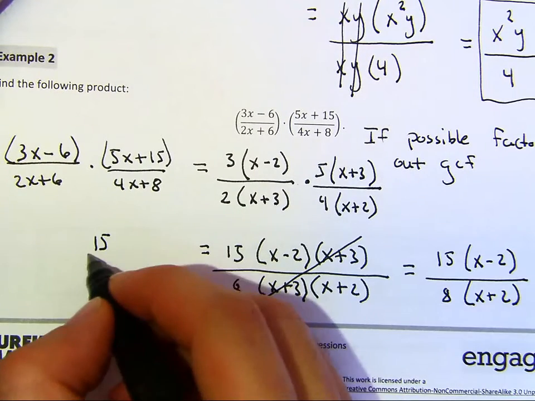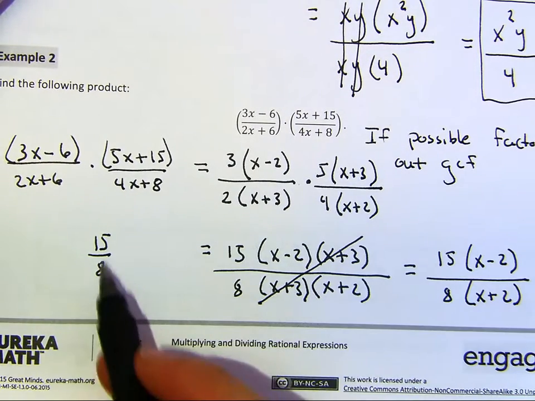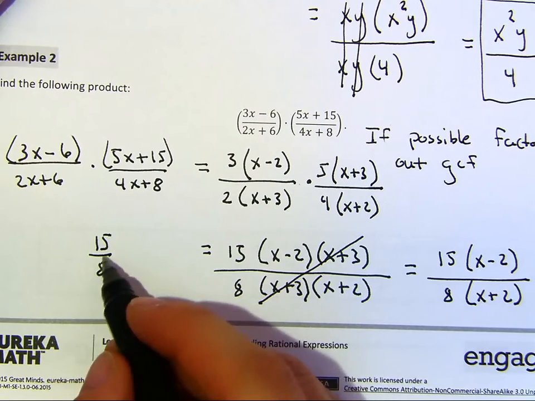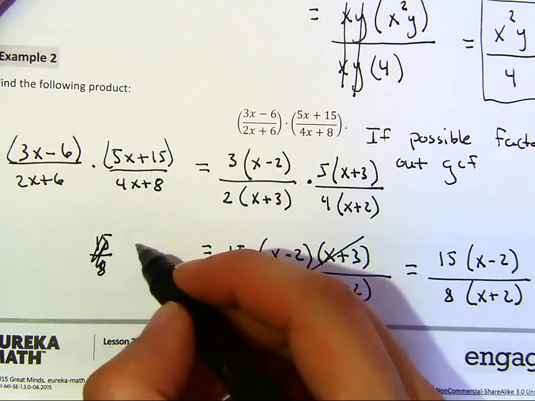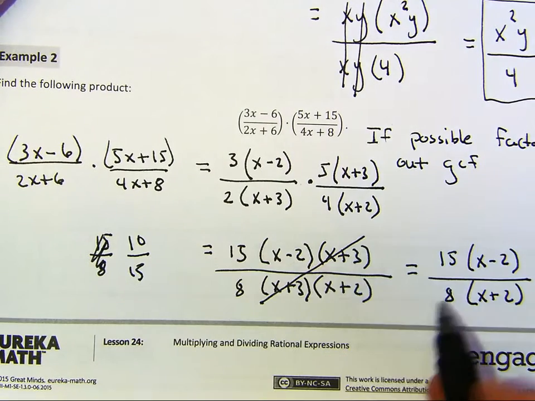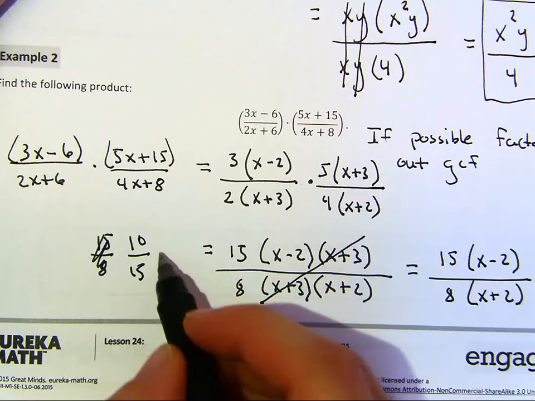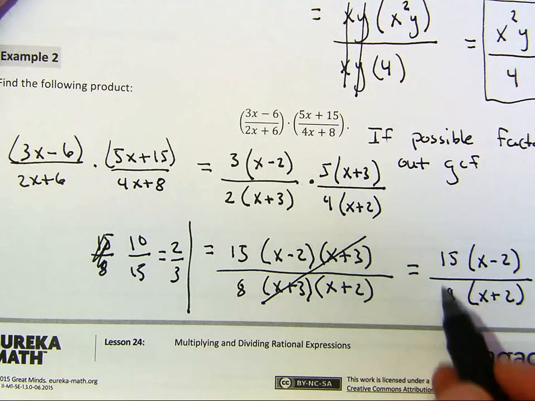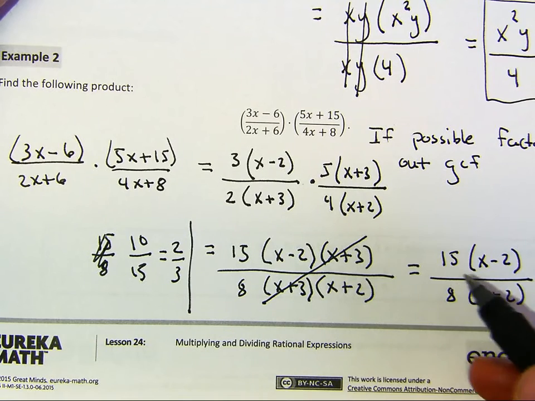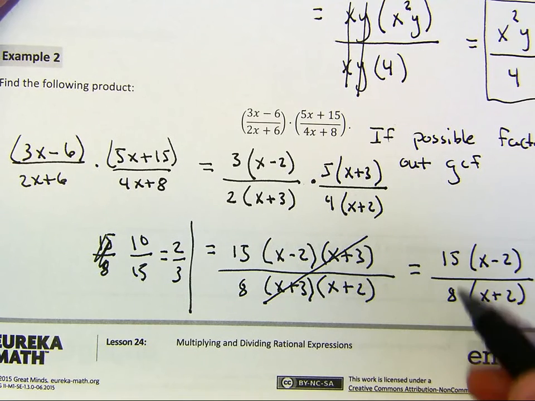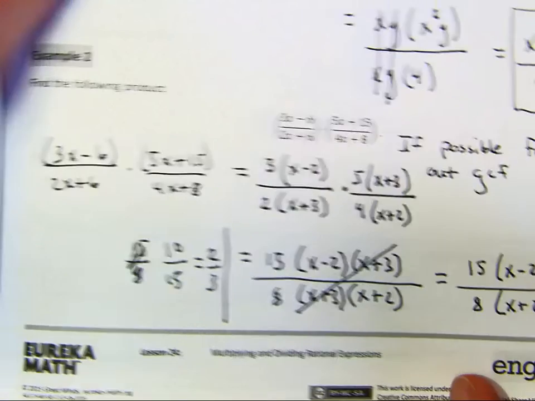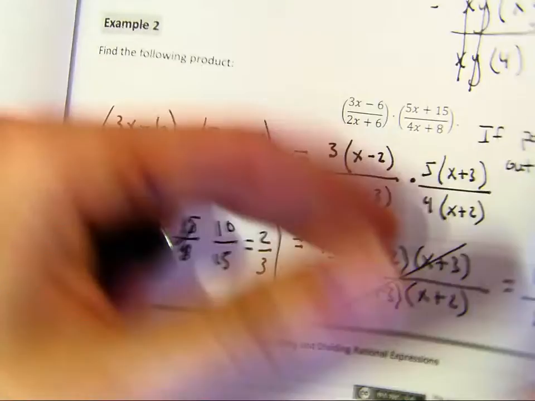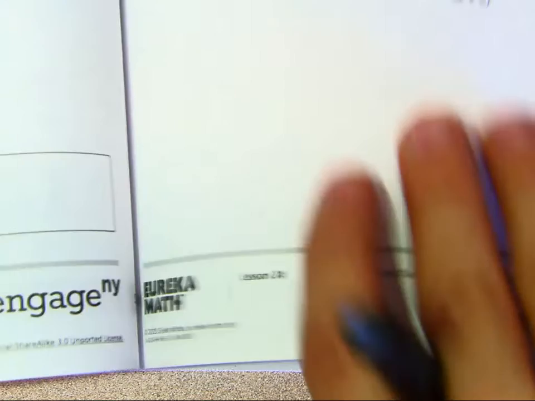And 15 over 8, can I simplify this fraction, 15 over 8? No, you can't. But let's say, for example, there was like 10 over 15, right? If here was 10 over 15, then I would have to simplify it to like 2 over 3, okay? But here you can't simplify 15 over 8 because the greatest common factor between the two numbers is 1. Okay, let's turn the page.